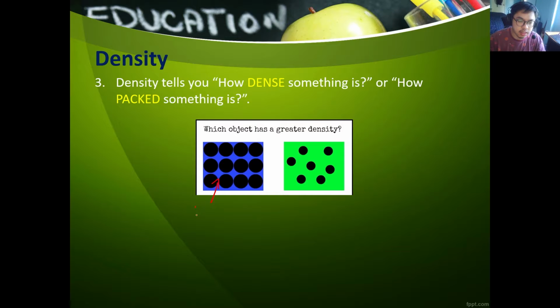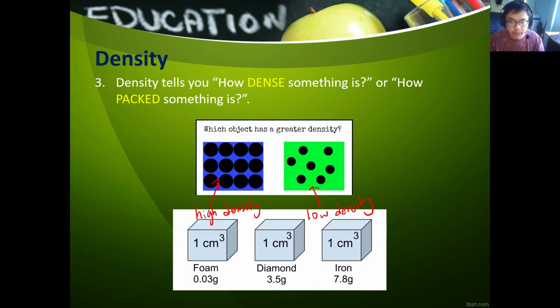So here is an object. This one has high density. Whereas for this object, you can see there's a lot of space in between the particles. So this object has low density. It's not very packed. So here are some other examples where you can compare the density of these substances. You can look at their mass and the volume, and you can tell how dense it is.